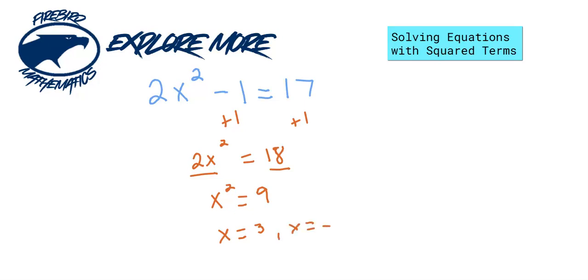Okay, so nothing too scary here. We have a squared term x. We're trying to isolate it, which means we're going to remove everything else and get x by itself.